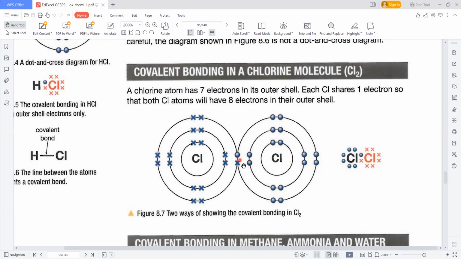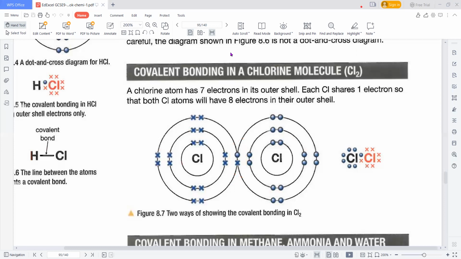So definitely, this cross is going to show how many electrons are present in this atom, and this dot is going to show the number of electrons in the other atom. However, this line is going to represent the bond created by these electrons right over there. Okay.